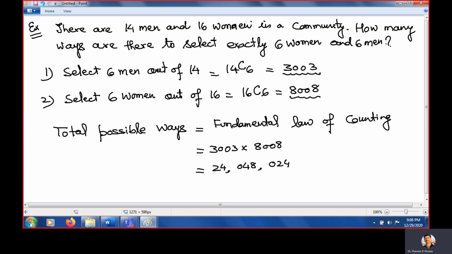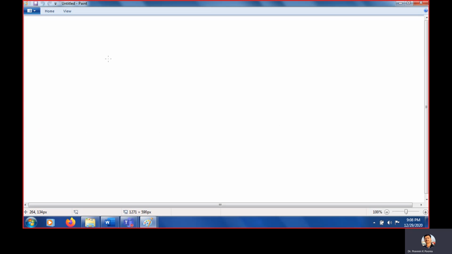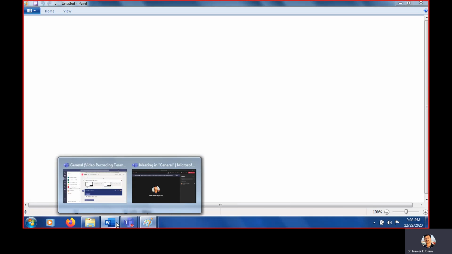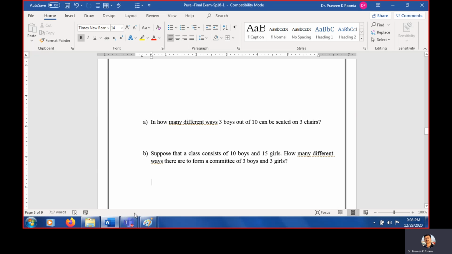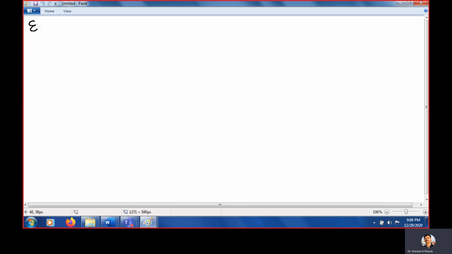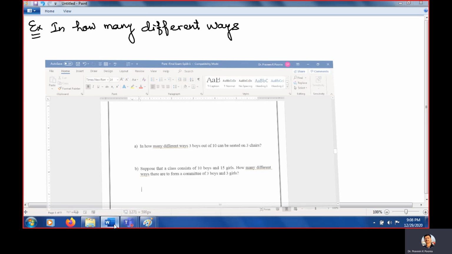Okay. Now the last question. It is very simple. It is not difficult. Clear? So sometimes you need to check whether combination is there, permutation is there, or a mix of both. So next question we are going to study mix. In how many different ways?